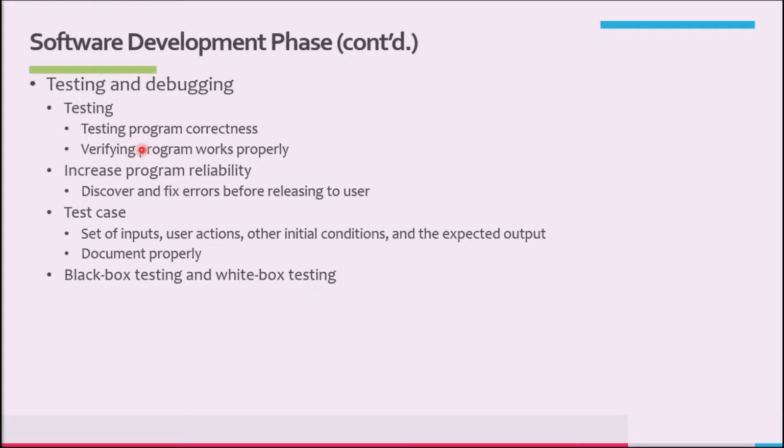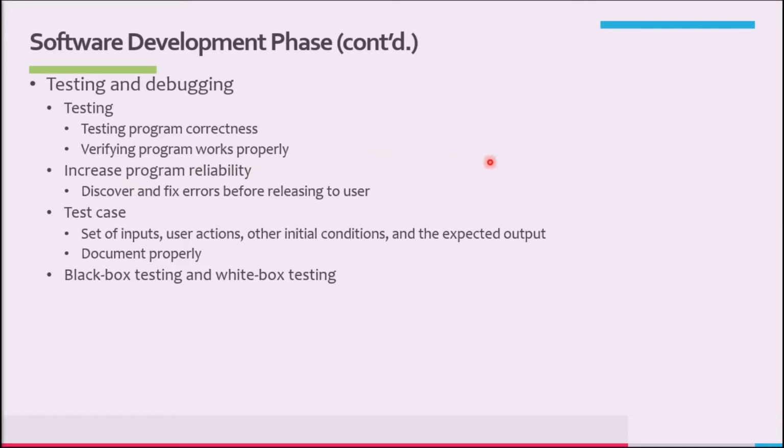The next phase is testing and debugging. The term testing refers to testing the correctness of the program, that is, making sure that the program does what it's supposed to do. The term debugging refers to finding and fixing the errors, if they exist.